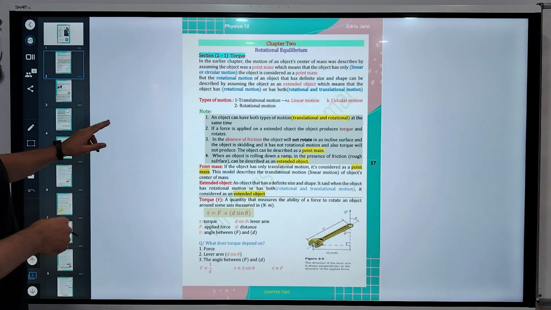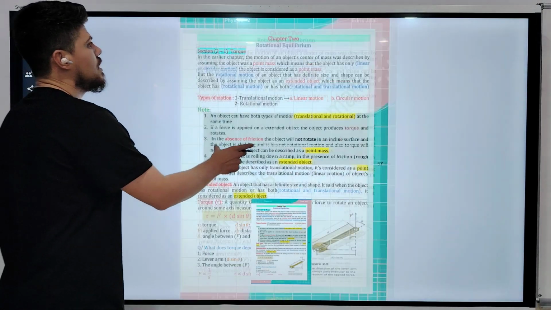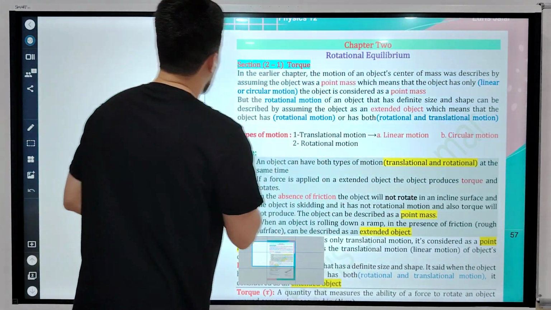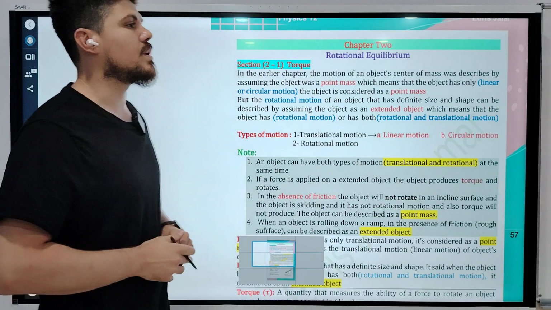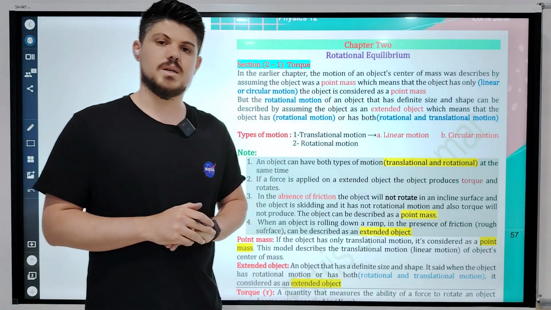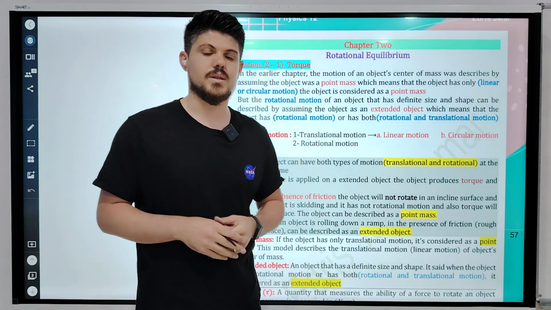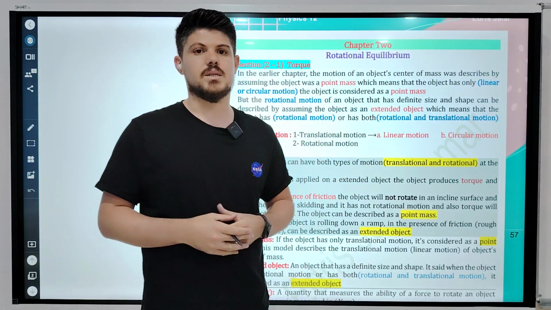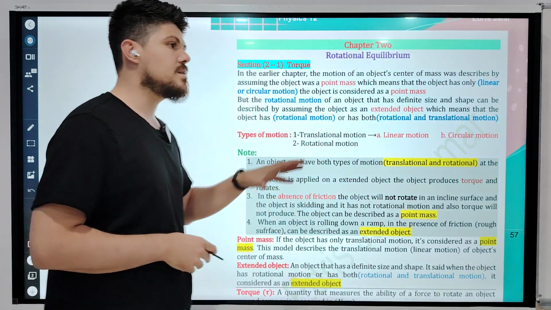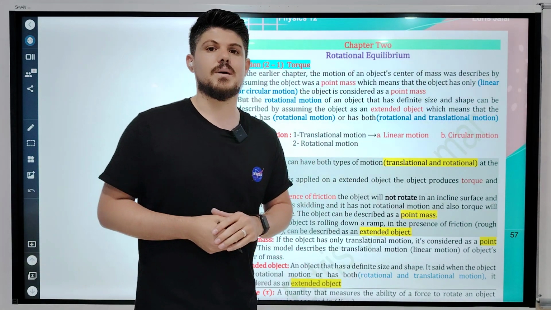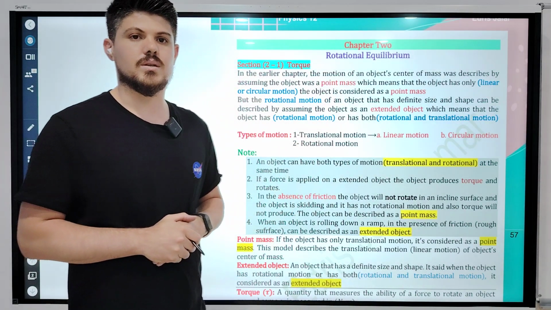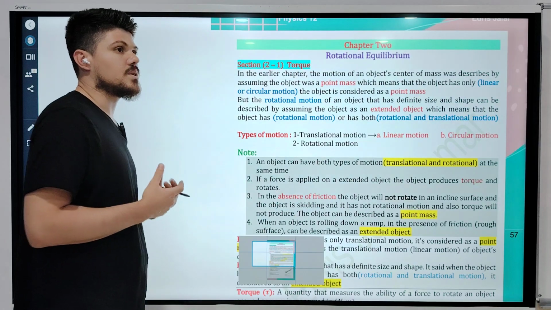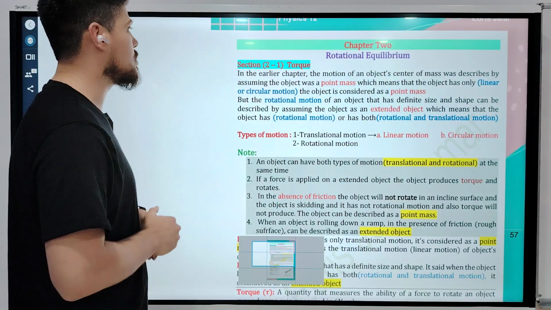In chapter 2, section 1, rotational equilibrium. If you remember, in chapter 1, you learned about the linear motion and circular motion of an object. In that case, we treated the object as a point mass, not rotation. But in this chapter, you will learn about the rotational motion of an object, which depends on the shape and the size of the object.